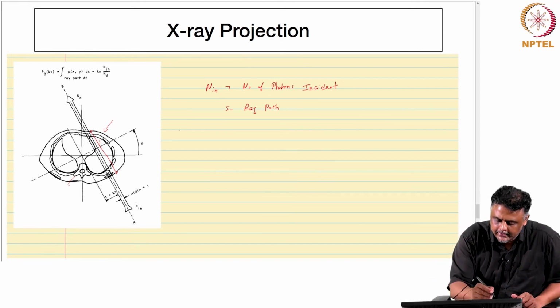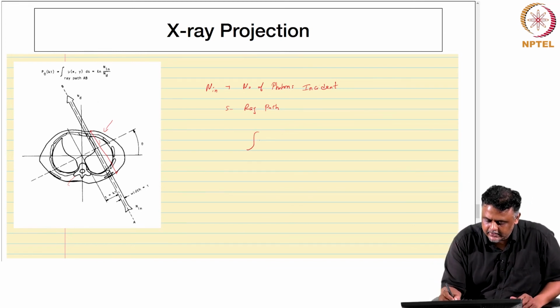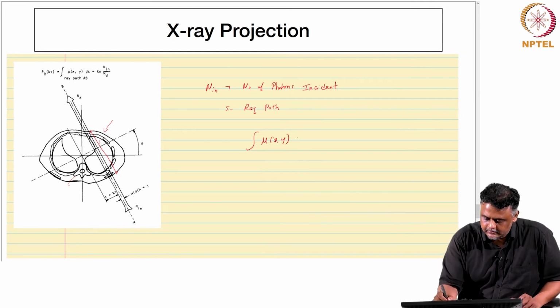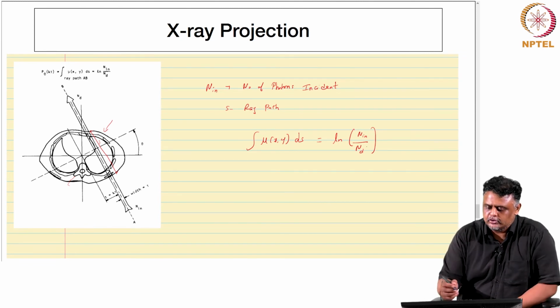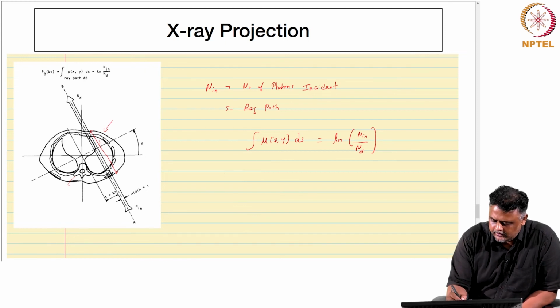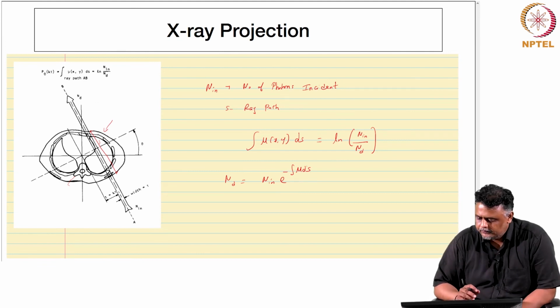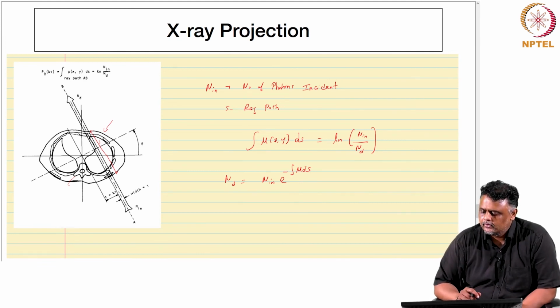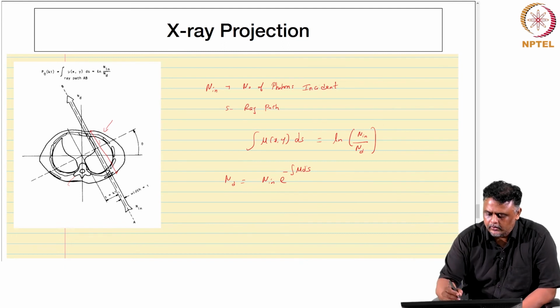So the signal that you get at this one detector element is the integral of mu of x comma y along that path, ds. That measurement is equal to the log of n in divided by what is measured at the detector, n d. Remember that we saw the relationship: n at the detector is n in times the exponential of minus the integral of mu ds. Is that correct? Yes. Okay. If you do the math, from here you can get here.